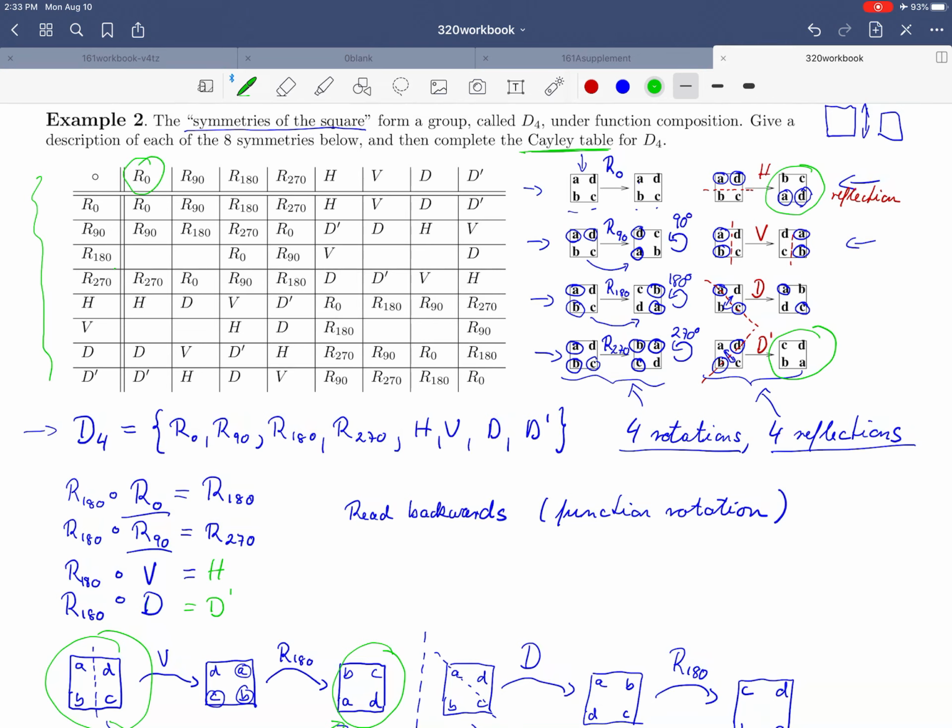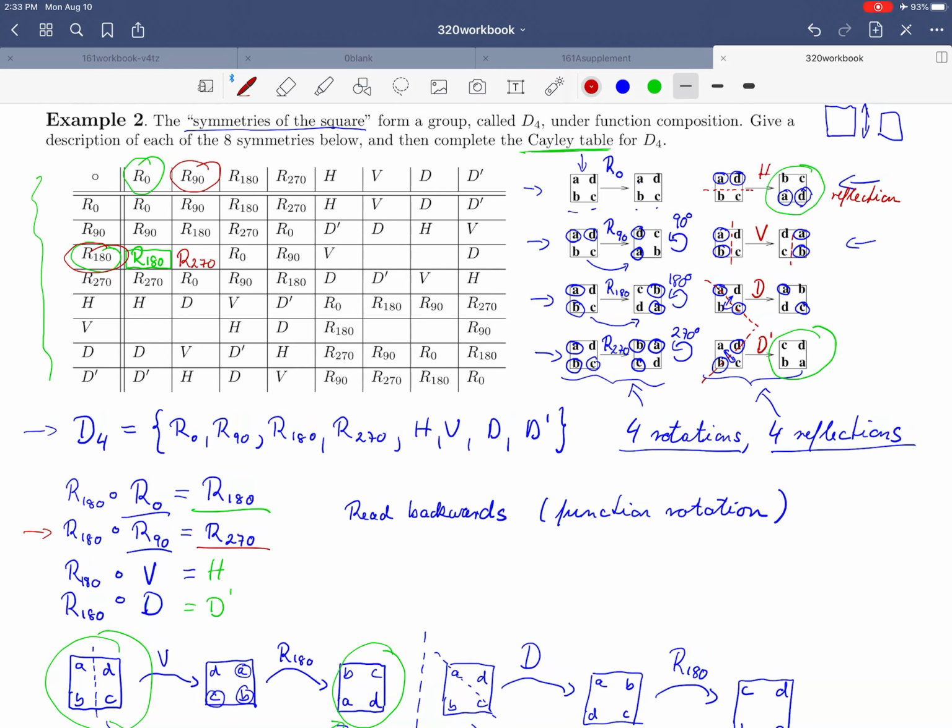Our first example, R0 and R180 that we did, is right here. We write it down with row, circle, column, and then we perform it by doing the operation in the column first, followed by the operation in the row, just as we did in example 1 right here. So we can fill this in, we already did the work. R180 circle R0 is R180. And then our second example would be the entry right next to it. I'm going to do that in red. So R90 and R180, that is this entry right here. We already computed that. That is R270.